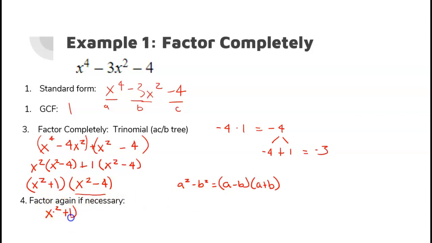x plus 1, my x squared minus 4 can be rewritten as x minus 2 times x plus 2. And now I'm going to check again. x squared plus 1 I cannot break down anymore. I cannot factor it anymore, so I am done.